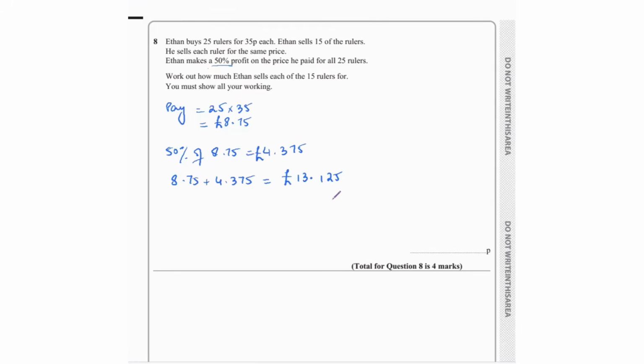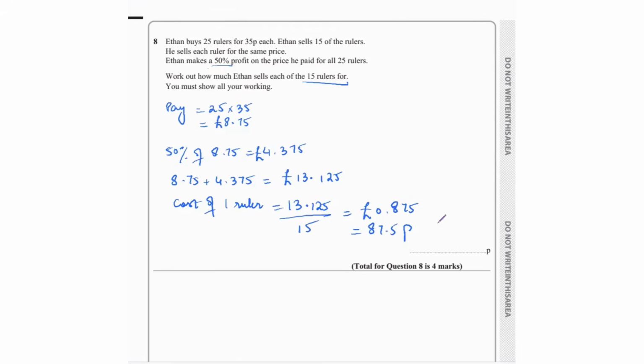So we're trying to find how much he sold the 15 rulers for, because they're saying he made a 50% profit. So that means on the cost that he paid, add 50% of that to it to get the amount that he's earned. So the cost of one ruler out of the 15 is going to be 3.125 divided by 15. That's going to be 0.875 pounds, which is 87.5 pence.